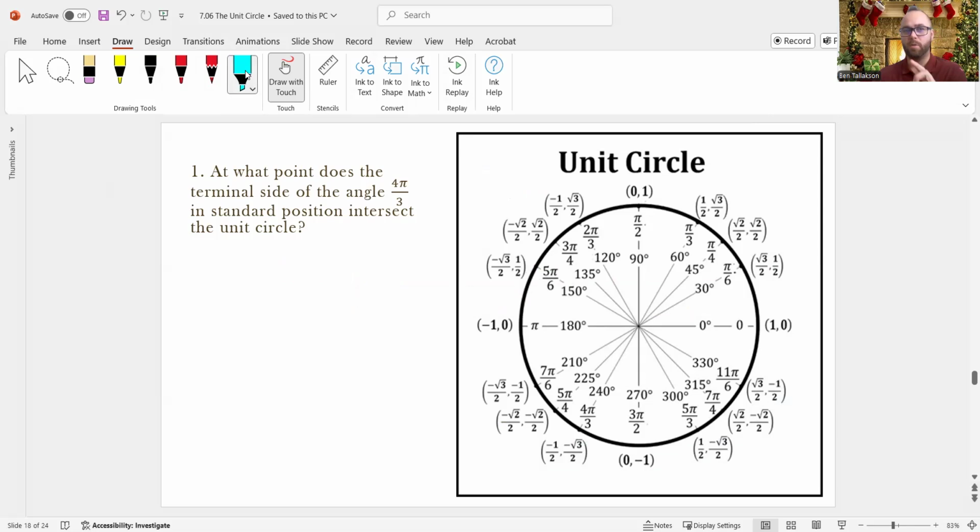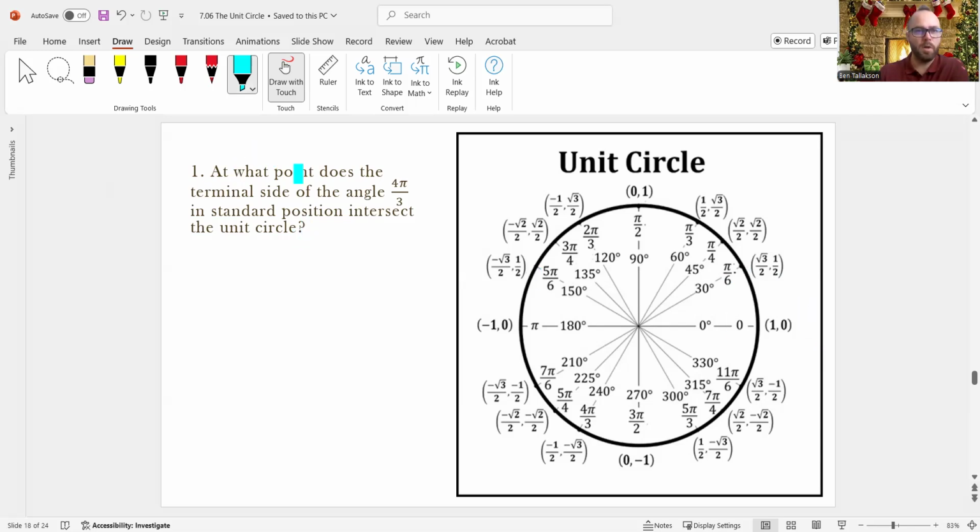Here's number one. At what point does the terminal side of the angle 4 pi over 3 in standard position intersect the unit circle? This is a very wordy question. I'm going to give you a moment to work it out. Okay, let's see how you did.